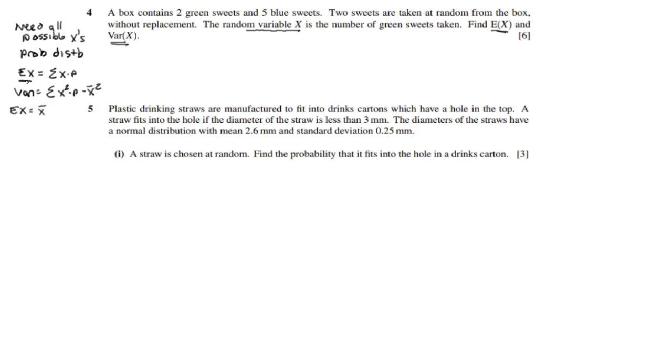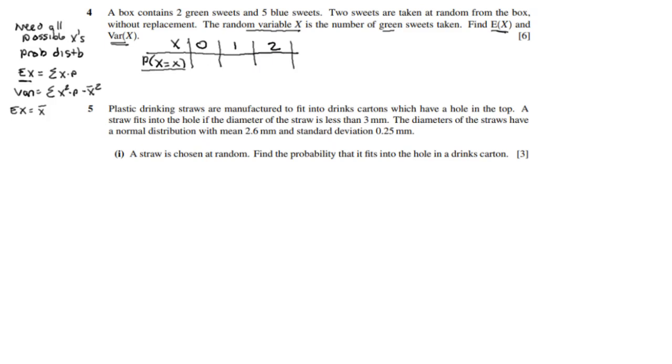So the expected value is the same thing as the mean. So now let's go ahead and do this. It's possible that I could get 0 green sweets. I could get 1. I could get 2. That's the most I could get, and that's the least I could get. So now what I've got to do is find the probability of each one of those things happening.